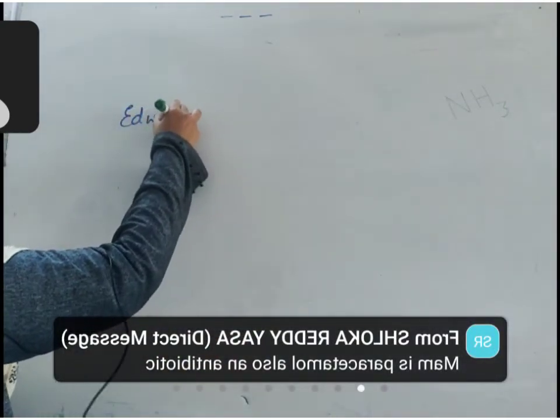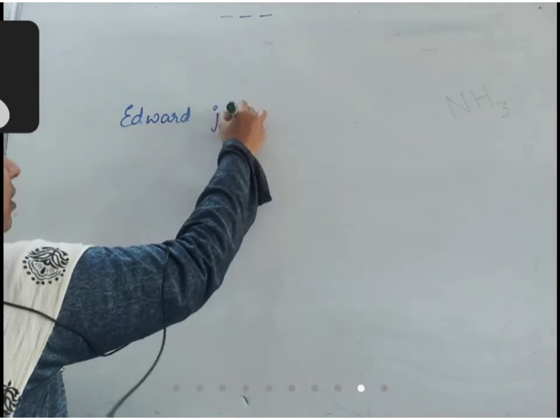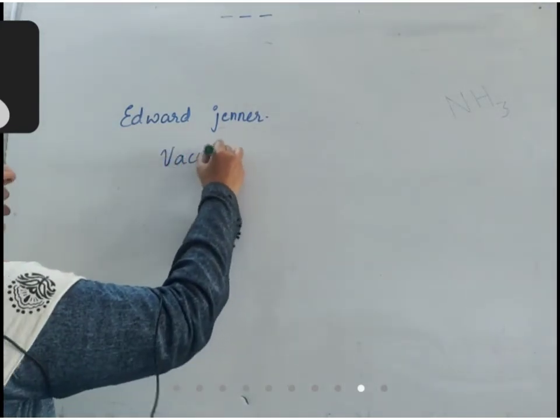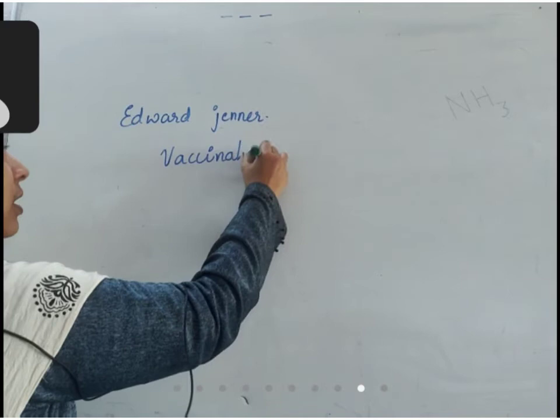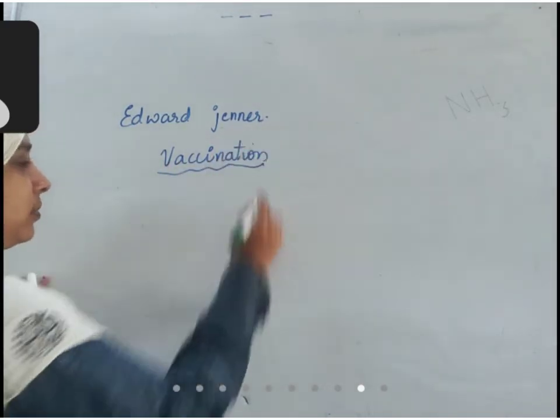Edward Jenner. He is the person who discovered vaccination. First, let us understand in short what is vaccination.